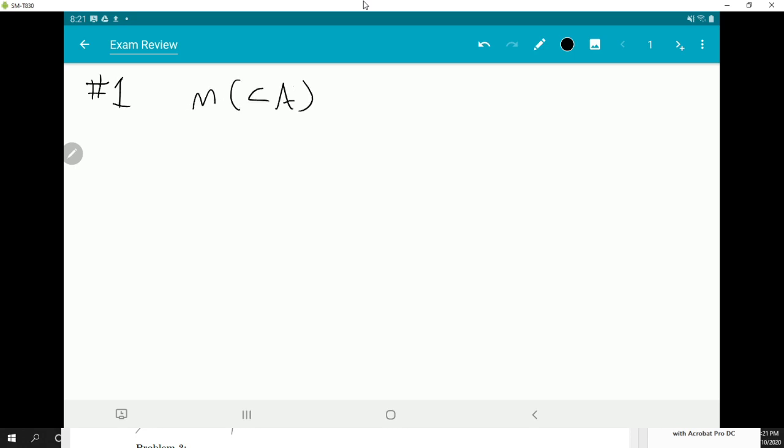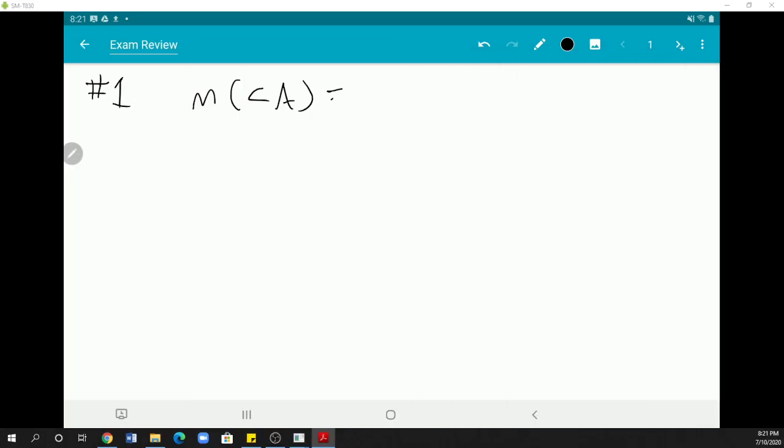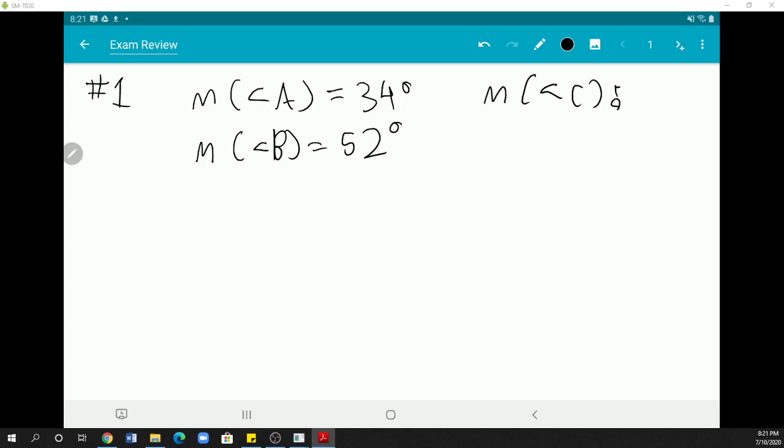Measure of angle A is equal to 34 degrees. Measure of angle B is equal to 52 degrees. And measure of angle C is what it's asking us to find. So what should we do in this case? Well, we know it's asking us the measure of some angle of a triangle, and we know the other two.